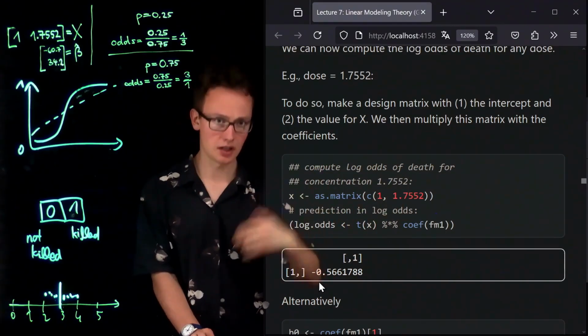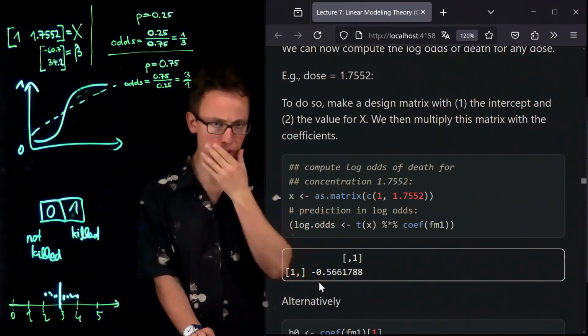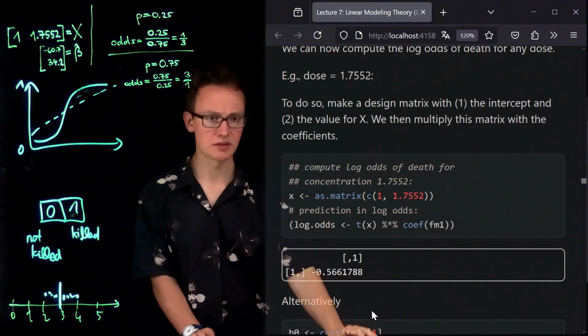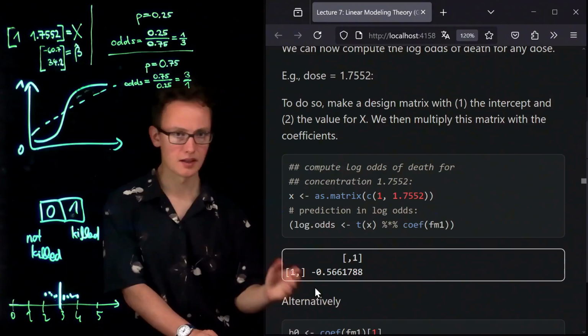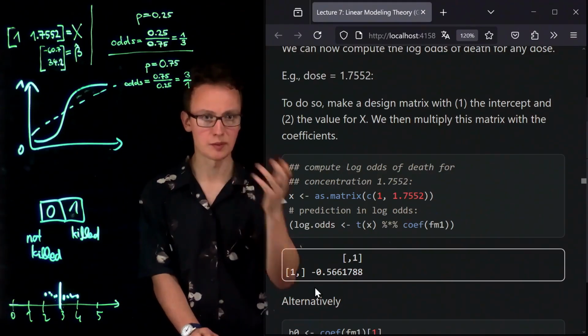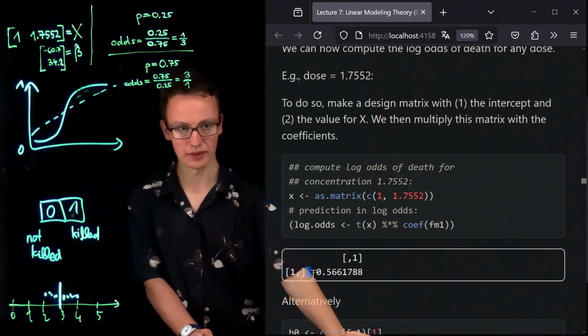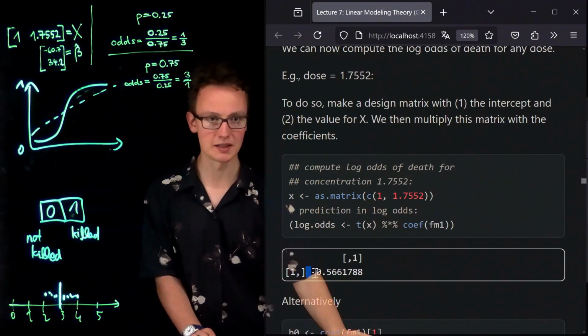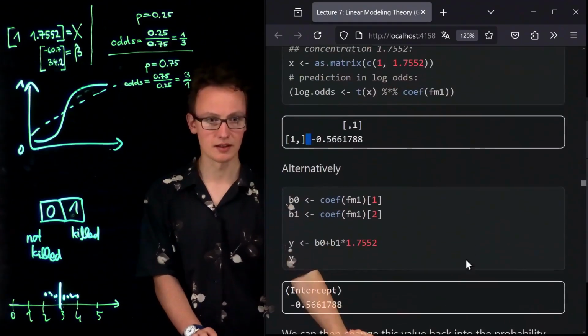You could convert this into a probability using the formula we saw above. Intuitively, you can already see it will be a probability that's somewhat less than 50%, right? Because the log odds are negative. If the log odds were positive, it would correspond to a probability larger than 50%.